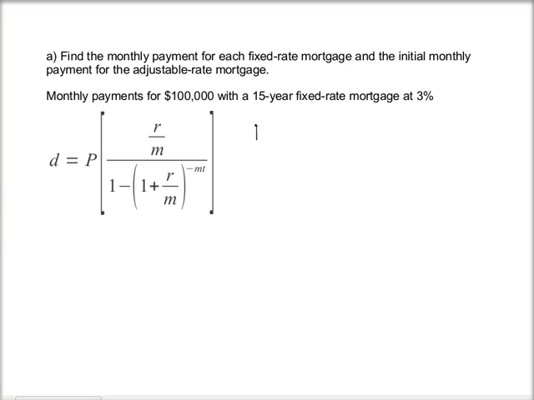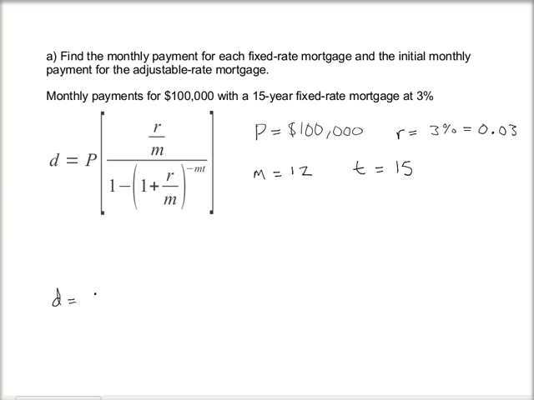I've still got my loan amount P of $100,000. This time my interest rate R is 3%, which in decimal form is 0.03. M is the same. I've still got my monthly payments, so I've got 12 compounding periods per year. This time T, the length of my mortgage, is 15 years, so T is going to be equal to 15.